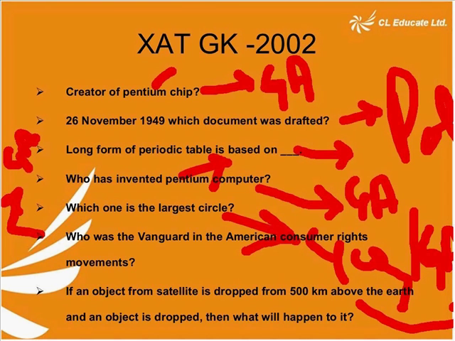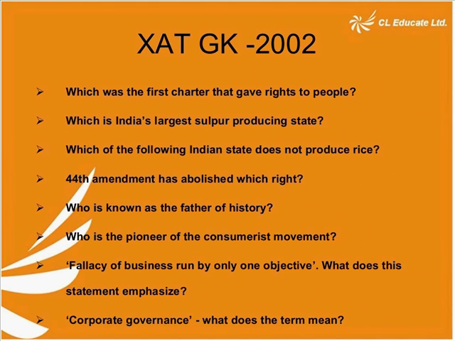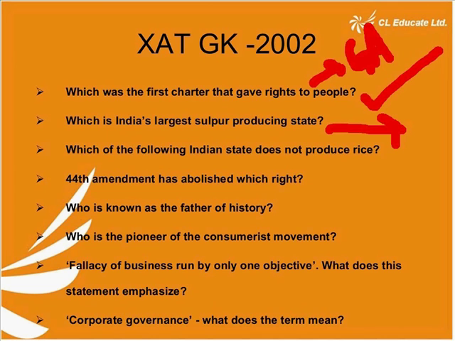Yes. So more questions for you. Which was the first charter that gave rights to the people? Now again, another general awareness question. Which charter gave rights to the people? Magna Carta. As options are not there, it could be Magna Carta or it could be French Declaration of Human Rights. So the question depends on the answer, depends on the options.